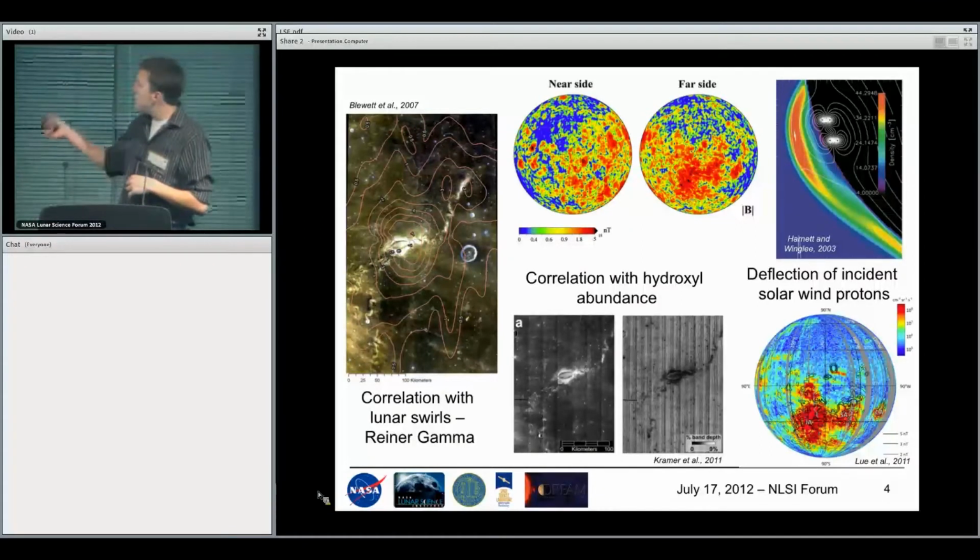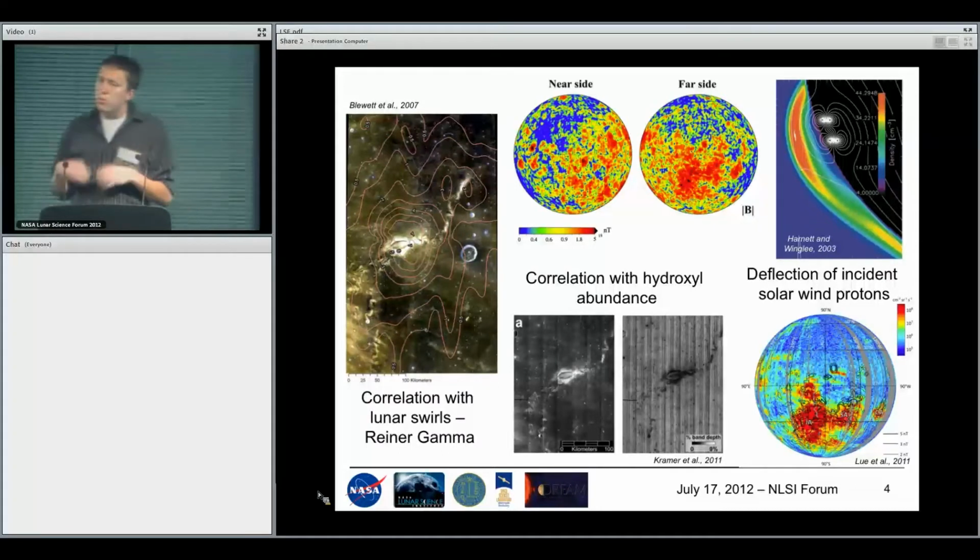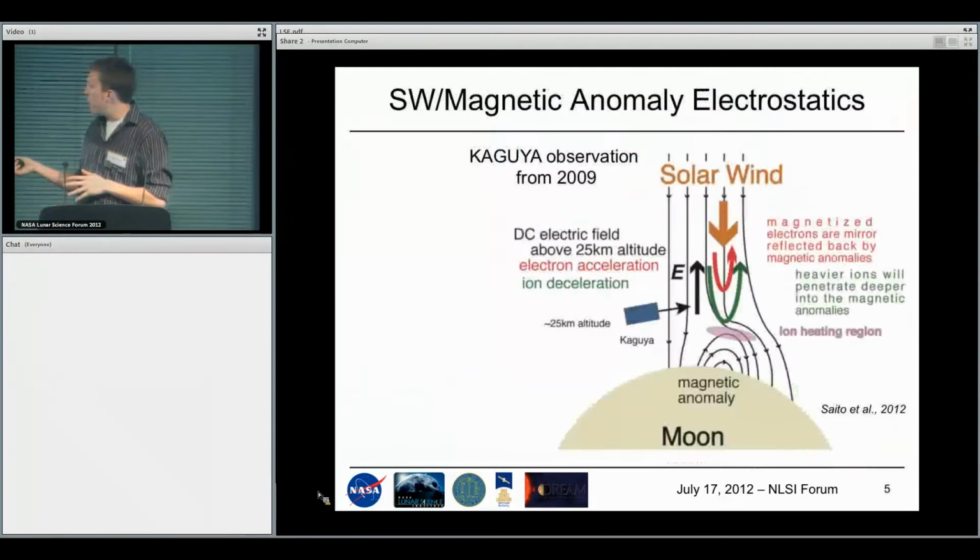So these pieces of research put together are really pointing towards a more coherent picture that these magnetic fields are able to somehow very efficiently reflect solar wind protons very close to the surface and prevent a lot of these various effects, space weathering included.